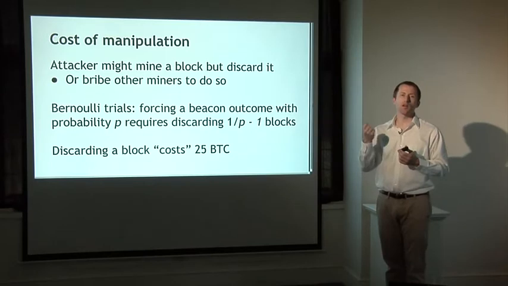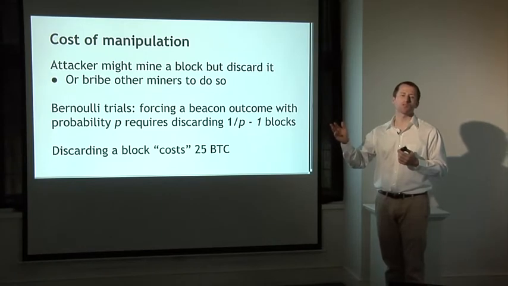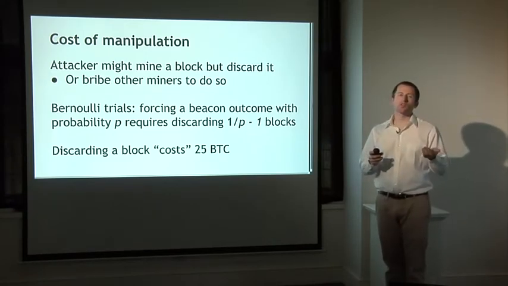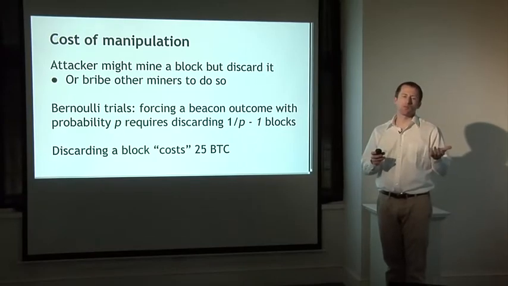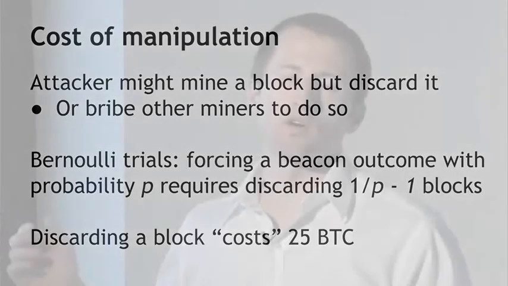And if they find a block that's undesirable, this attacker will bribe and pay them more than the block reward in exchange for not publishing this. So let's say that you're trying to force some beacon output with probability p. This is just going to be a Bernoulli trial. So you have to discard some number of blocks until you happen to hit success. And the expected number of blocks that you'll have to discard is 1/p minus 1.